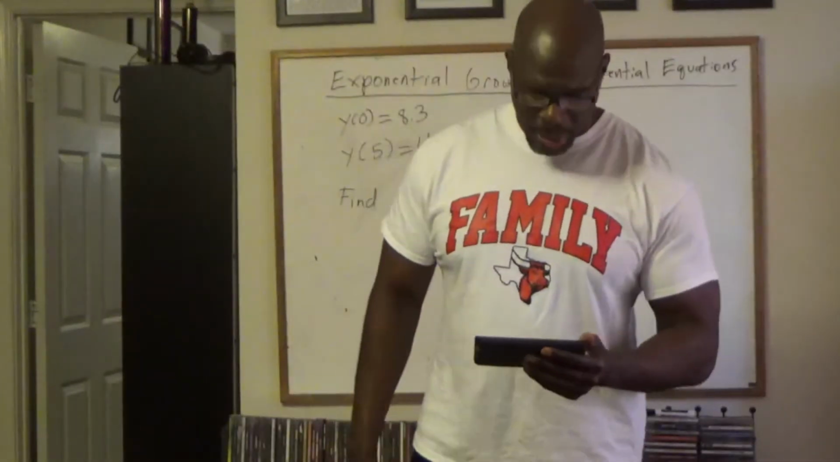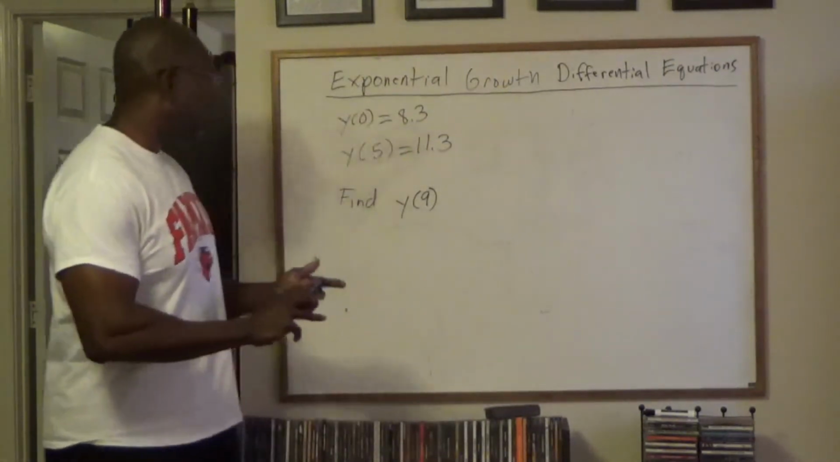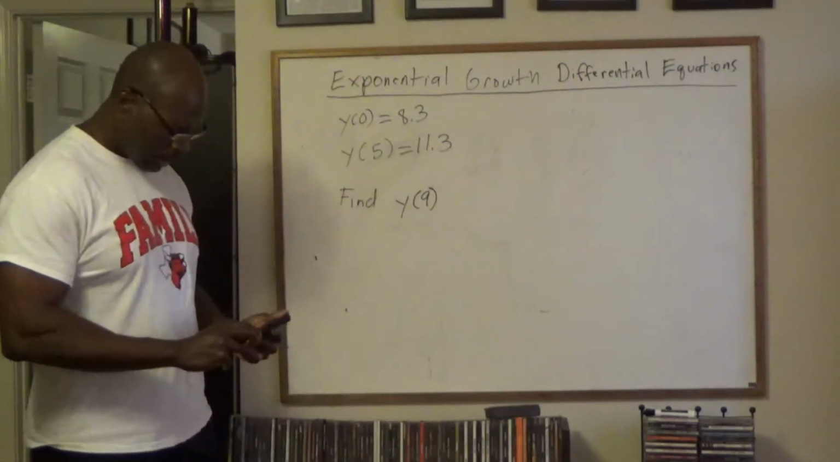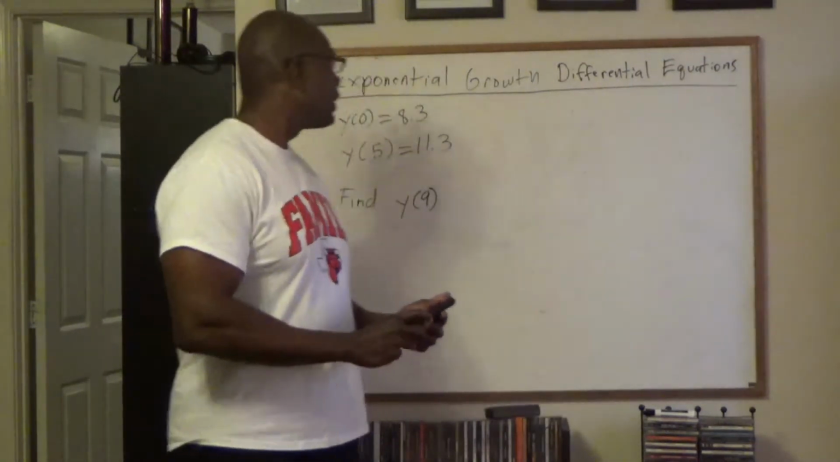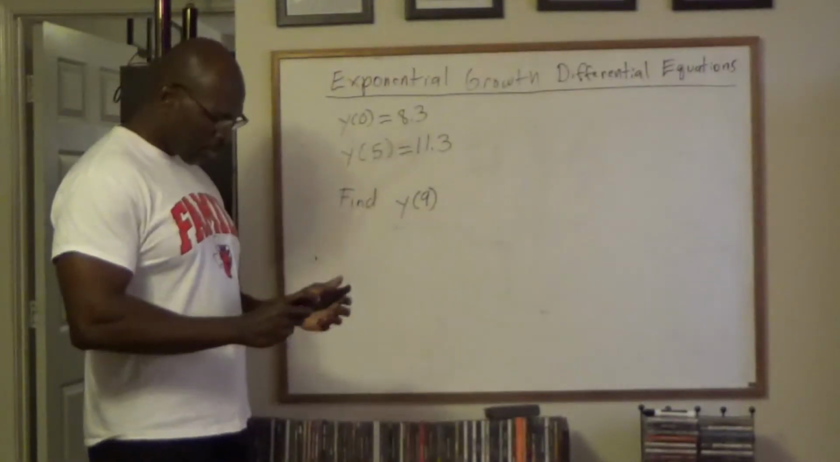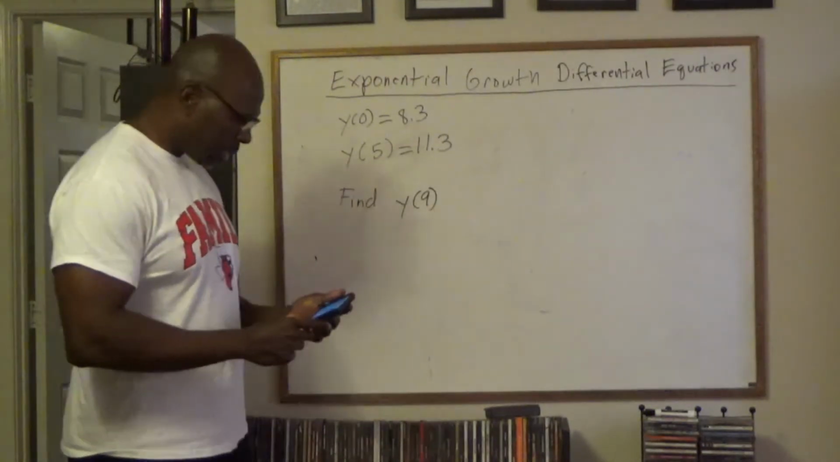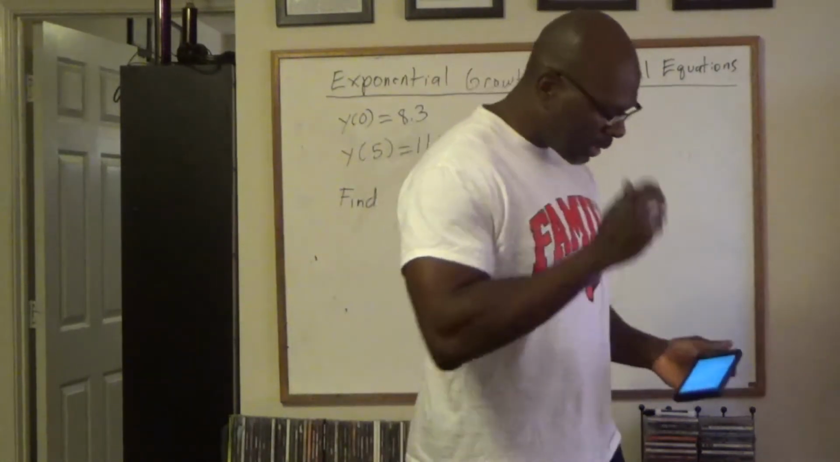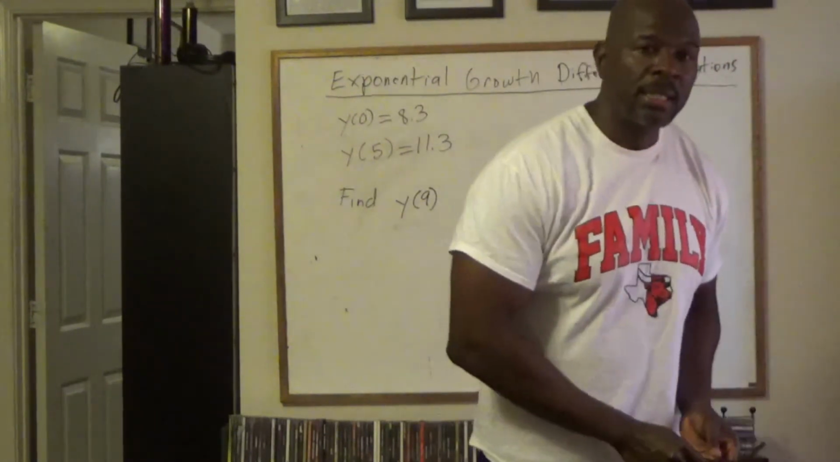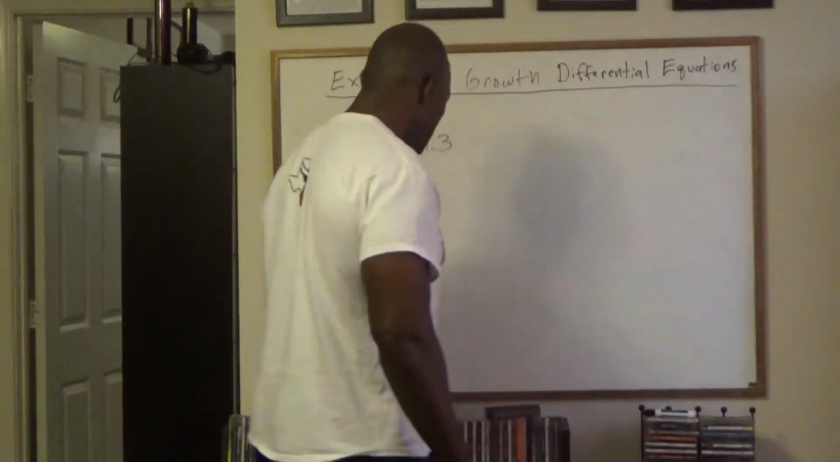All right, so the next problem, I put the problem on the screen, and I just want to read it. I have it on my phone, and that's why I need these glasses. It says a bacteria has a population of 8.3 million at time t equals 0, and that's why I have y of 0 equals 8.3, and a population of 11.3 million at time t equals 5, and that's why I have y of 5 equals 11.3. If the bacteria's population is increasing according to the laws of exponential growth, what will be the population at time t equals 9?